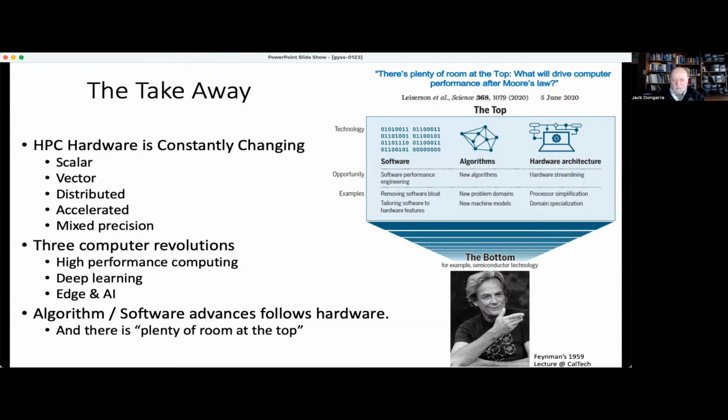There's plenty of opportunity here to develop software and algorithms for high performance computing that fits with hardware development. So thank you so much for your attention, and I guess we'll answer some questions in the follow-up. So bye for now.